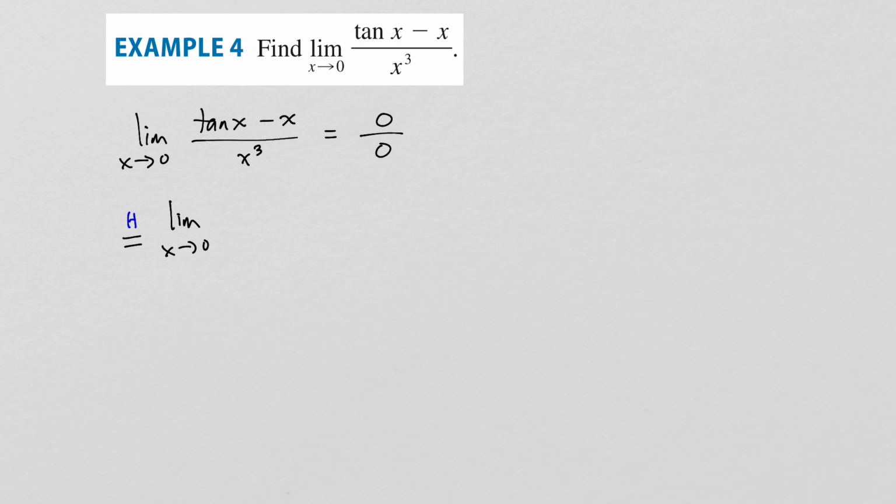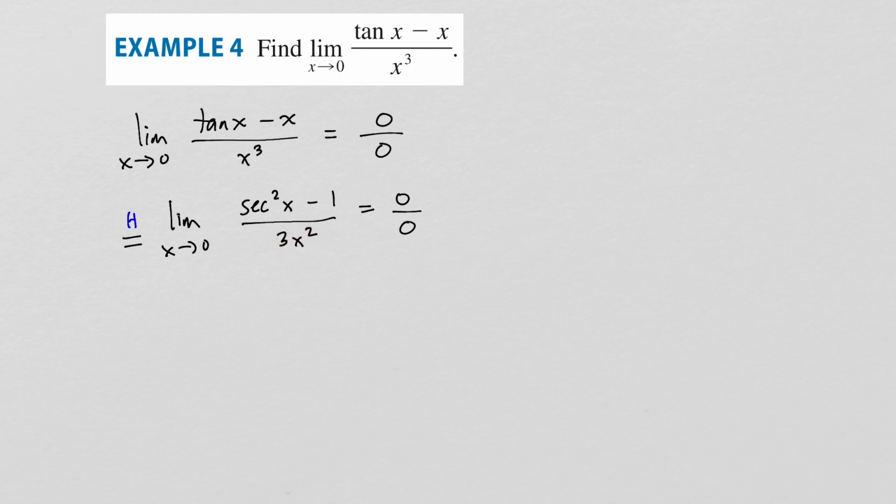derivative of the numerator. So what is the derivative of tangent of x? Well, it is secant squared of x minus, and then the derivative of x, of course, is just 1. And in the denominator, we have 3x squared. And now if we reevaluate the limit, secant of 0 is 1. And of course, 1 squared is 1. So in the numerator, we get 1 minus 1, which is 0. And in the denominator, we also get 0, right? As x goes to 0 here, this becomes 0.